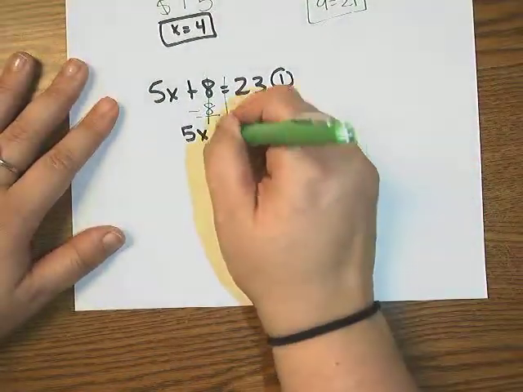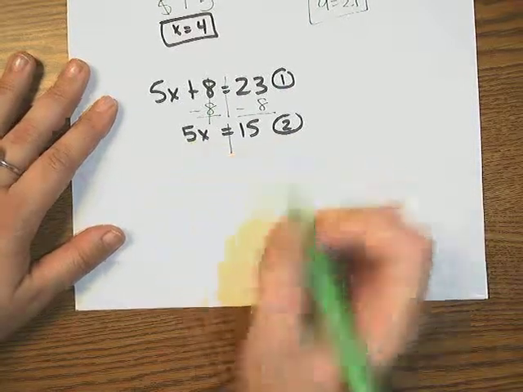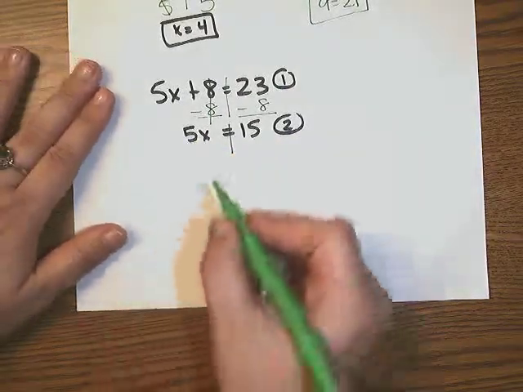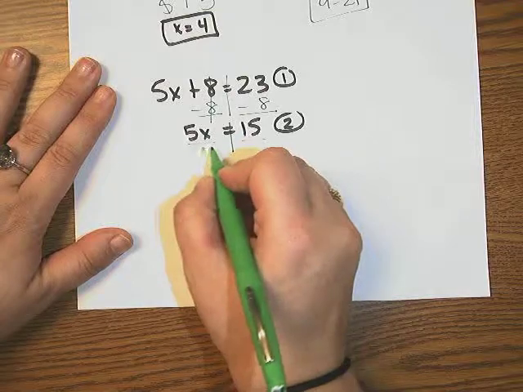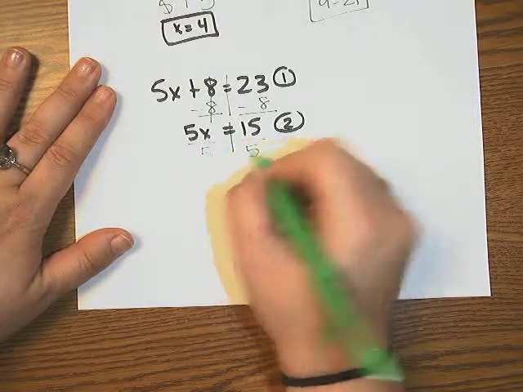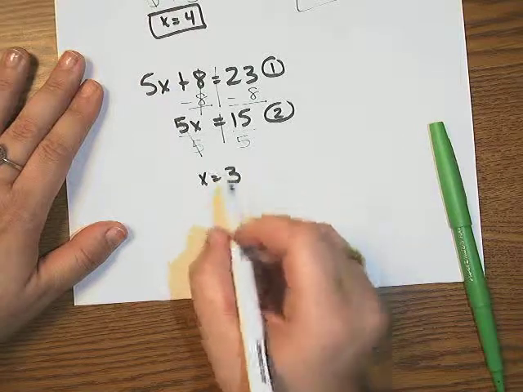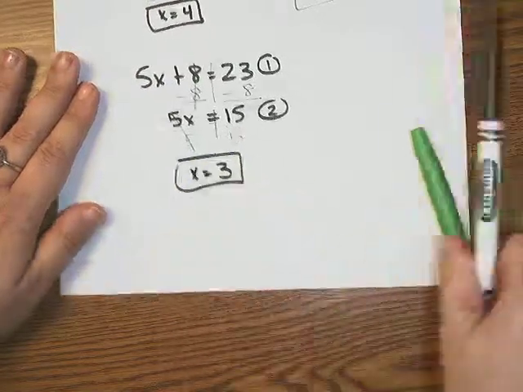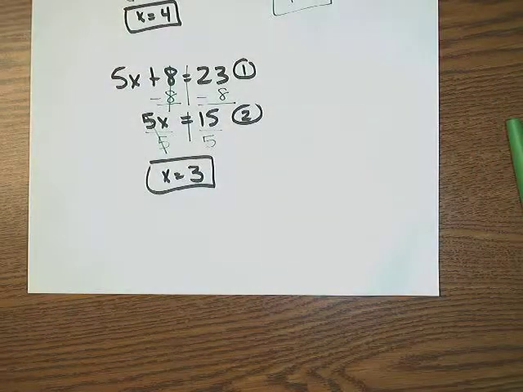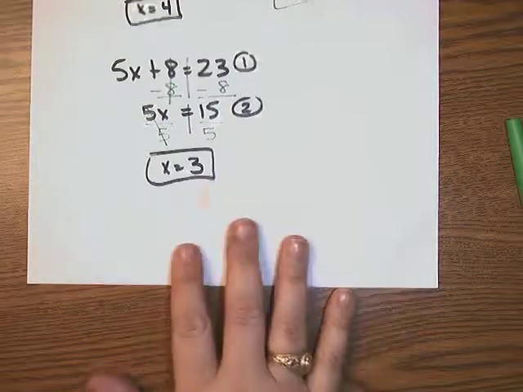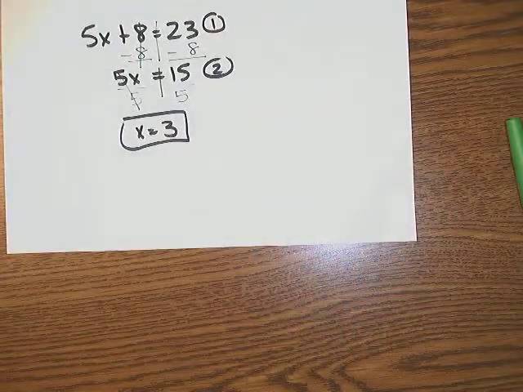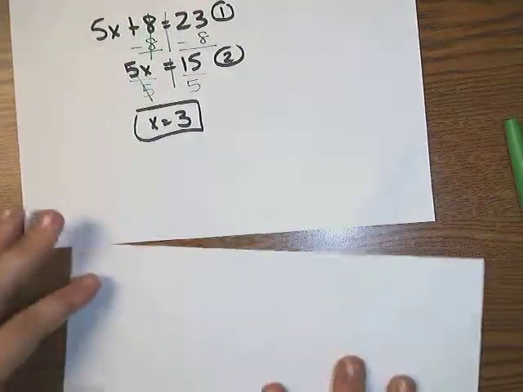Multiplication or division. So what's being done right now? Multiplication. So this is 5 times x. What's the opposite of 5 times x? Divided by 5. So x equals 3. Okay, are there any questions on that? No. Okay, we're going to do one more together, and then I'm going to give you your practice.